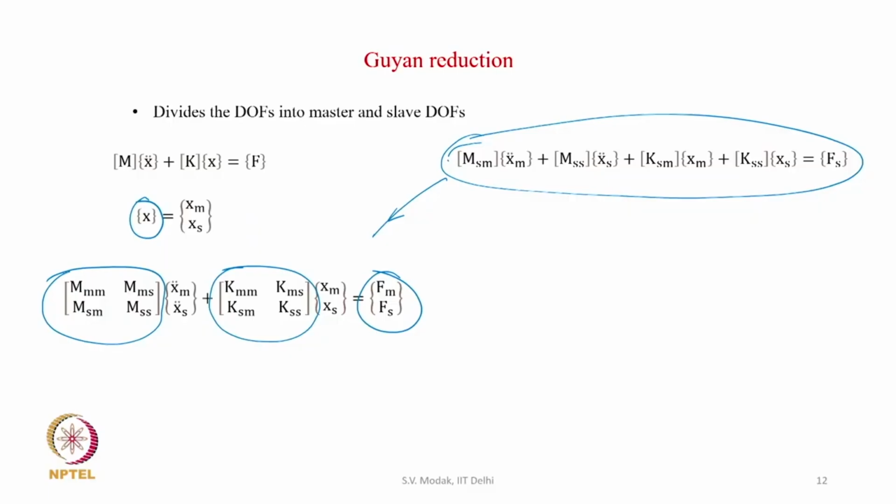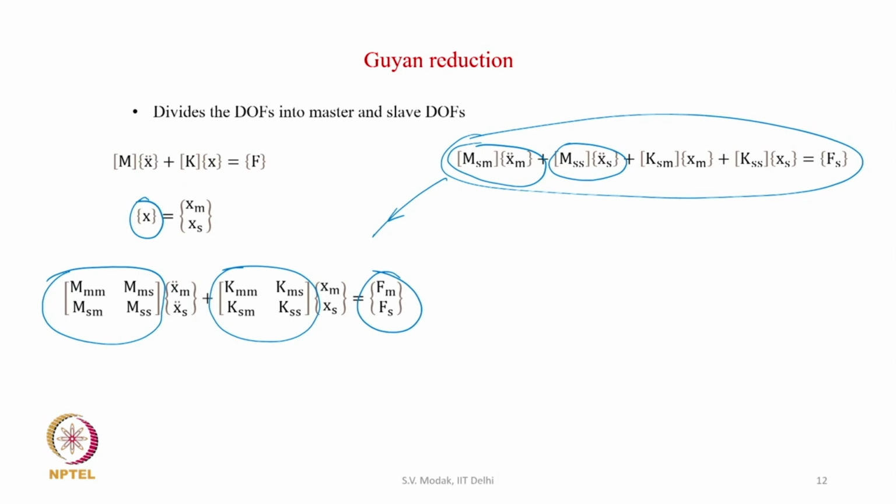So, in Guyan reduction, the slave DOFs are chosen based on two conditions. Those DOFs should not have any external force acting on them, and the inertia force associated with those DOFs should be small. So, any DOFs which do not have external forces acting on them and for which the associated inertia forces are small or negligible qualify as slave DOFs. When the inertia force is small, the first two terms in this equation, which basically indicate the inertia forces associated with the slave DOFs, would be negligible and therefore they are dropped.